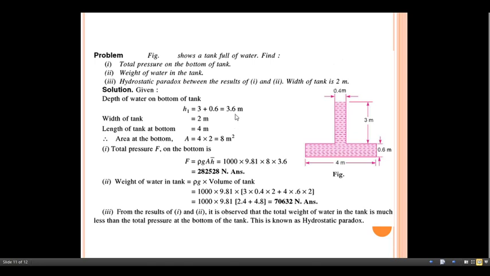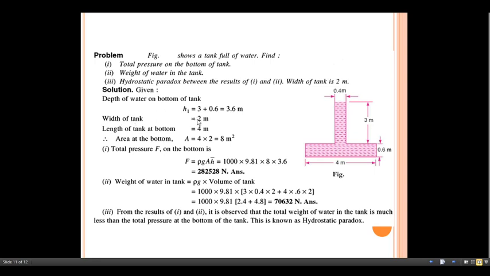Let us discuss one problem on the same topic. In this case, you just see here, the figure shows a tank of water. Find the total pressure at the bottom of the tank, then the weight of water in the tank, then the hydrostatic paradox between the results of 1 and 2. The width of the tank is given as 2 meter. Here if you just see the depth of the water at the bottom of the tank, here 3 meter is with us, and here 0.6 meter. So total depth is nothing but 3 plus 0.6, we can get 3.6 meter.